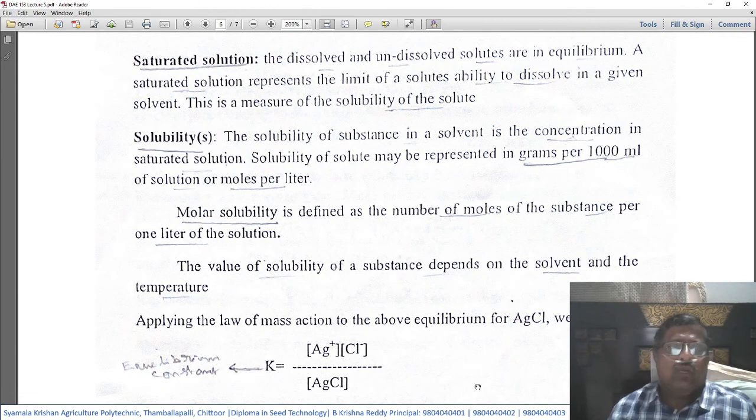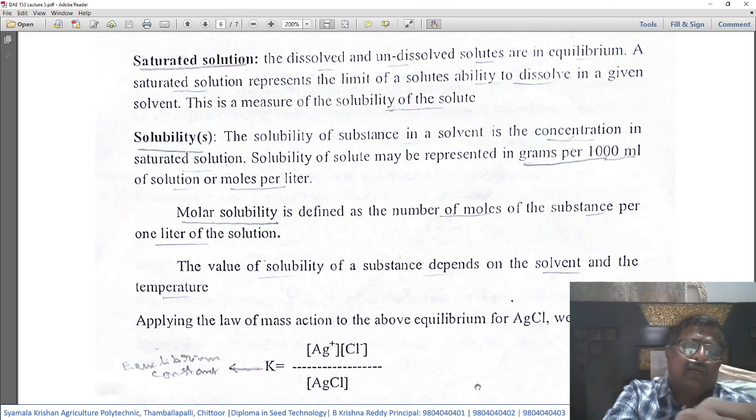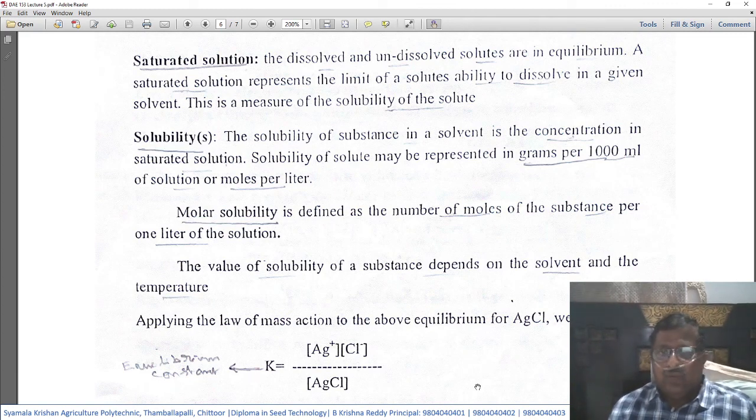Then what is solubility? The solubility of a substance in a solvent is the concentration in a saturated solution. This is the simple one. I think this definition you can read and remember. The solubility of a substance in a solvent is the concentration in a saturated solution.